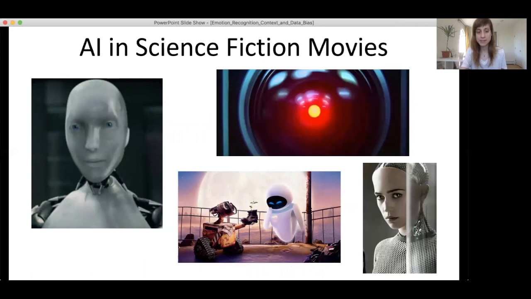Besides that, when we imagine the AI of the future, like in science fiction movies, we always imagine machines that interact with us in a very natural way. And for that, they have some type of social emotional intelligence. So it's natural for us to expect these machines to have the capacity of recognizing emotions and dealing with them somehow.